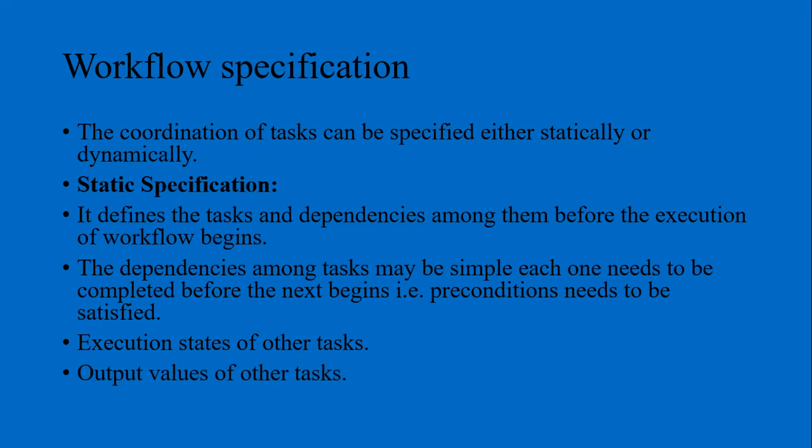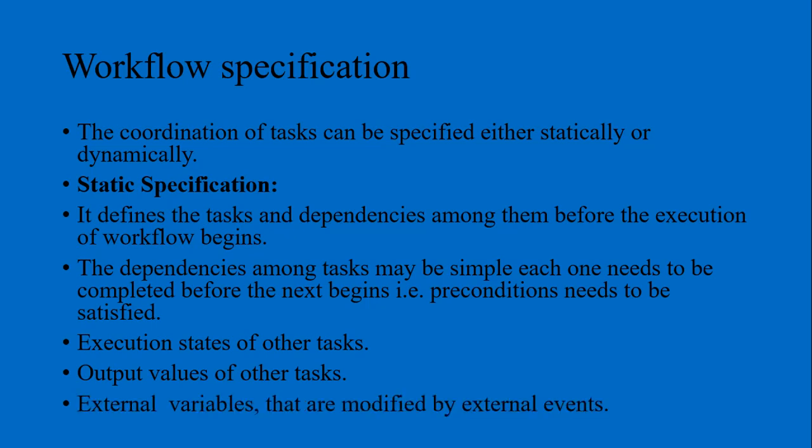Second one is output values of other tasks. That is, task Ti can start if task Tj returns a specified value. For example, the password used for logging into an application should match the password stored in the database while registering. This would allow the user to complete authentication.